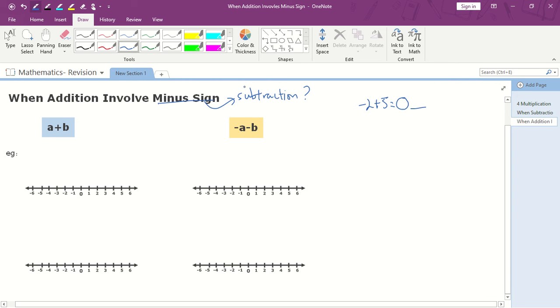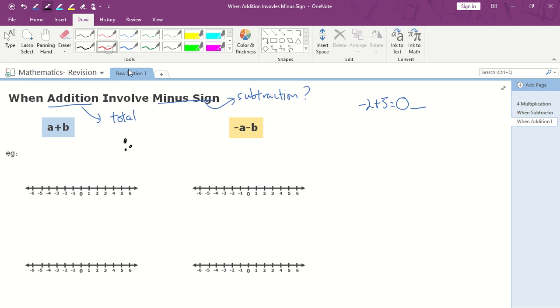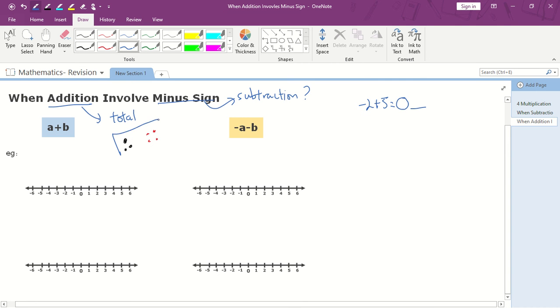Before I go deep into it, let me explain what addition is. Addition, in simple words, is total. For example, I have 3 marbles here and another 4 red marbles here. Then I ask, what's the total number of marbles I have? You count 1, 2, 3, 4, 5, 6, 7. So in total I have 7 marbles. That is addition. But sometimes addition will involve minus, like this case, negative a minus b.